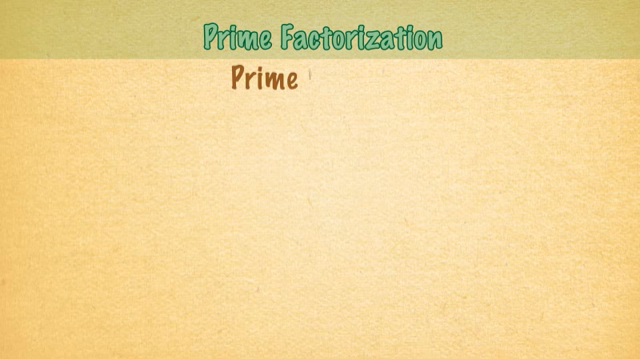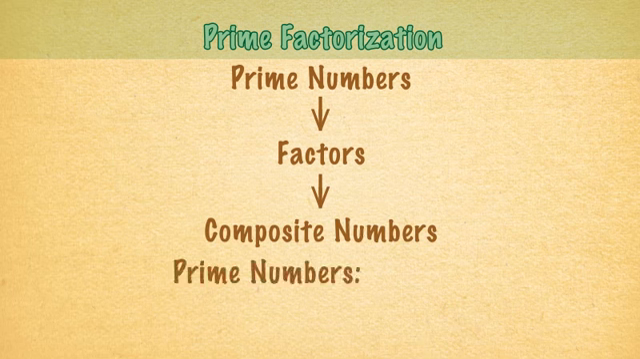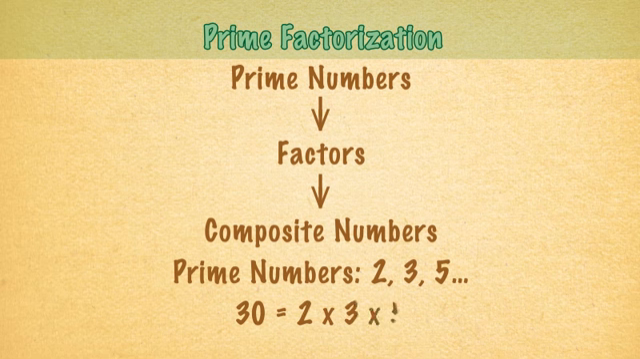Prime factorization refers to finding out which prime factors multiply together to equal the original composite number. Factors are numbers you multiply together to make a composite number. Remember that a prime number is a positive integer that can only be divided evenly by itself or 1. 2, 3, and 5 are the first three prime numbers. For example, the prime factorization of 30 is rather conveniently 2 times 3 times 5.